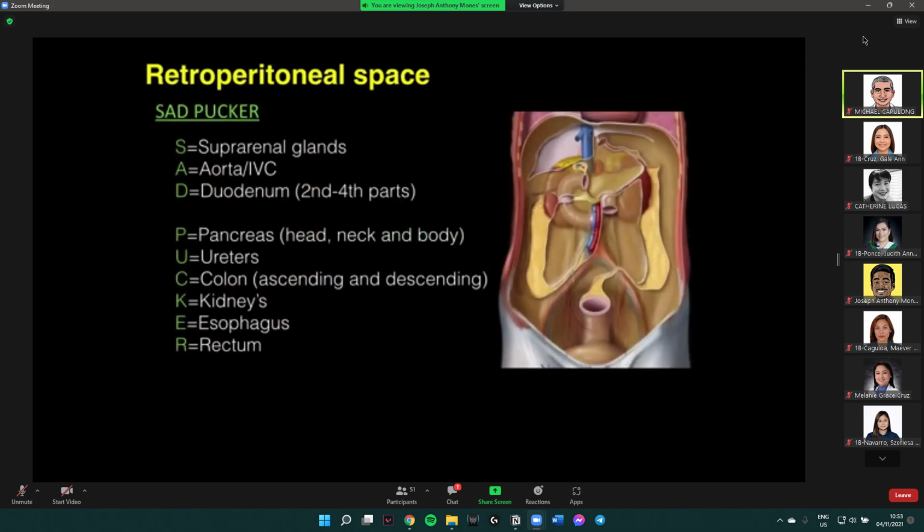All right, so the retroperitoneal space consists of the organs SAD PUCKER, which is an acronym for suprarenal glands, aorta, duodenum, pancreas, ureters, colon, kidneys, esophagus, rectum. All right, so we're going to focus on the suprarenal glands, aorta, and inferior vena cava, because the other organs have been covered in other tutorials, but we mention them because they're contained within this space.